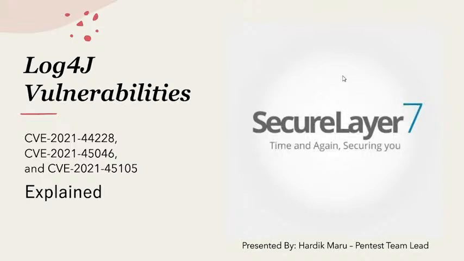Each and every one in detail. But the famous one is also known as the Log4Shell. So we will discuss that.